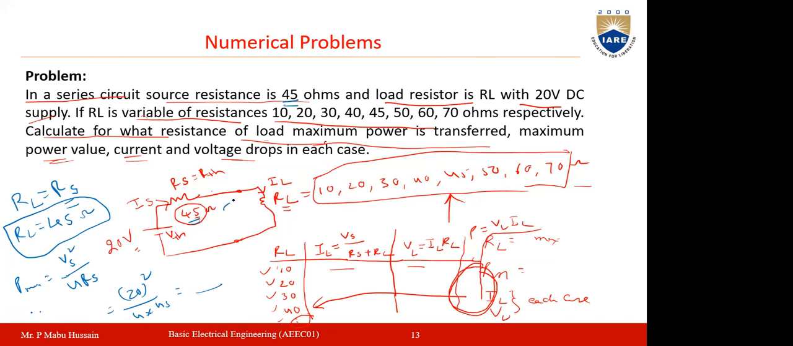From this circuit, you can even find it by considering 45 ohms here. First, you find the current I, so the current I is equal to 20 by 45 plus 20. This is the load current under the maximum power transfer condition. And the voltage drop will be load current into resistance 45. Like this you can also calculate. So you do this.